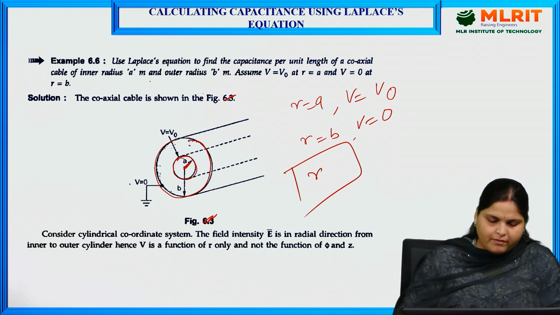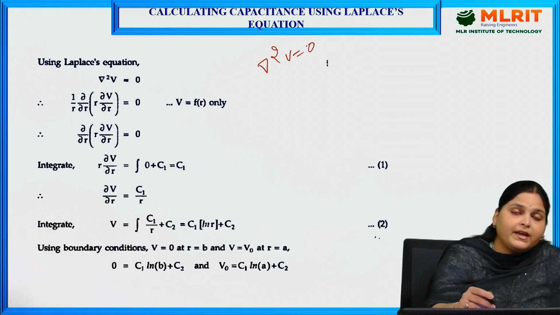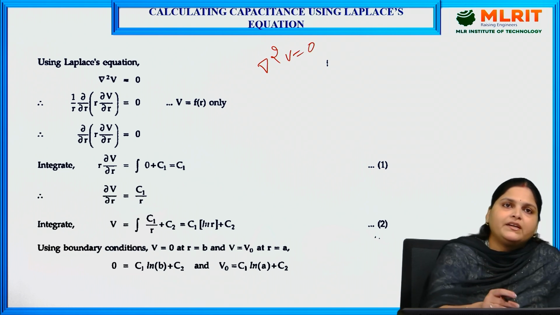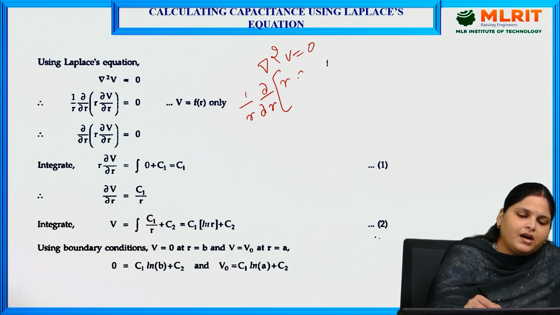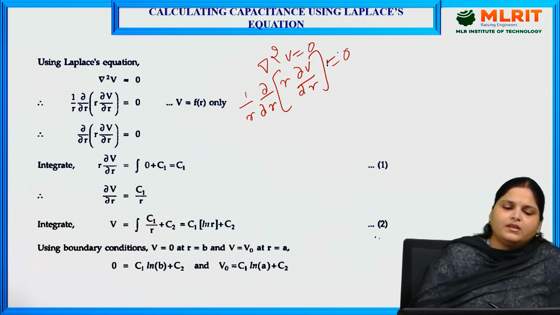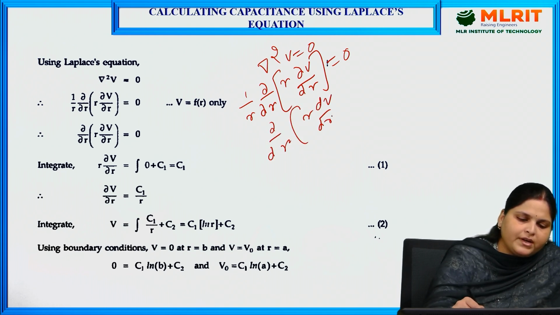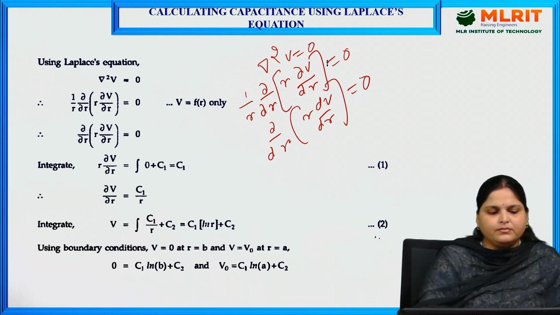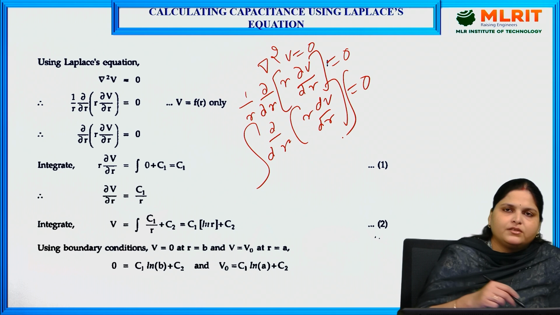So let's solve it. The Laplace equation is del square V equal to 0, and as I said, the field is only a function of R, so this equation can be written as 1 upon R dou by dou R of (R dou V by dou R) equal to 0. And this will become dou by dou R of (R dou V by dou R) equal to 0. Now we will integrate it two times.